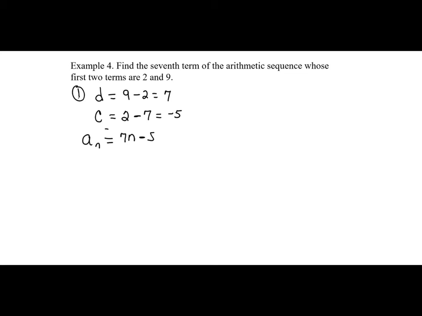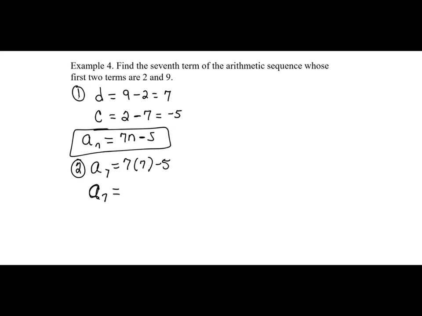So here's my equation. Now in order for me to find the 7th term, I'm going to replace everywhere I see an n with the number 7. So I have 7 times 7 minus 5. So I get that a sub 7 is going to equal 44. Now this is one way to do it, and this is the way that I typically do it.